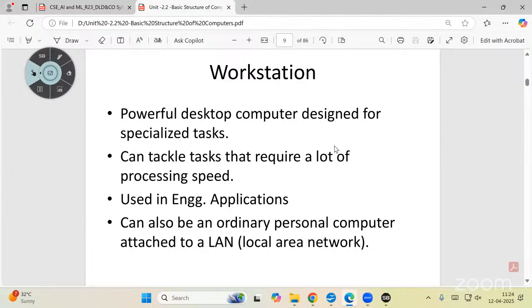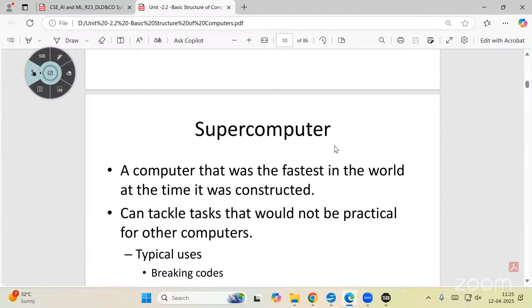The next one is supercomputer. Name itself, definition. Supercomputer. Super means high speed. A computer that was the fastest in the world.